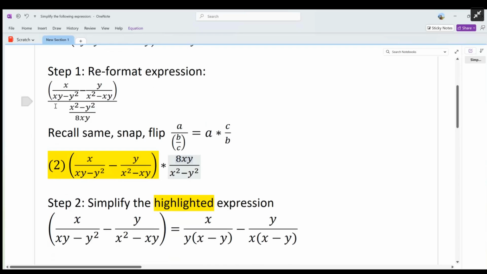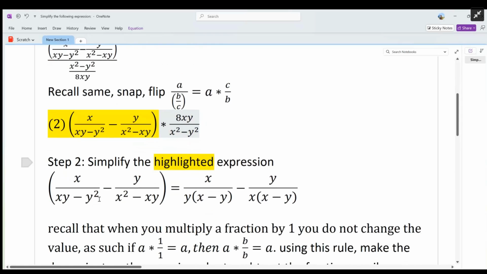And the only thing that changed is this expression moved up to here, and then you turn this into a multiplication sign. The next step you're going to want to do is simplify what's inside of the parentheses. When you do this, you notice that there's a like term in the denominator, x minus y, right? So here on the first expression, you factor out the y, and then the second expression, you factor out the x, and you're left with x over y times (x minus y), and minus y over x times (x minus y).